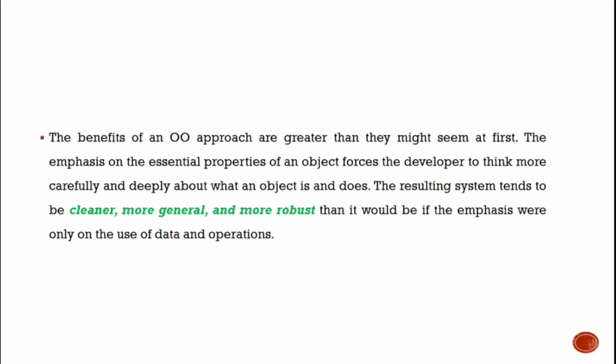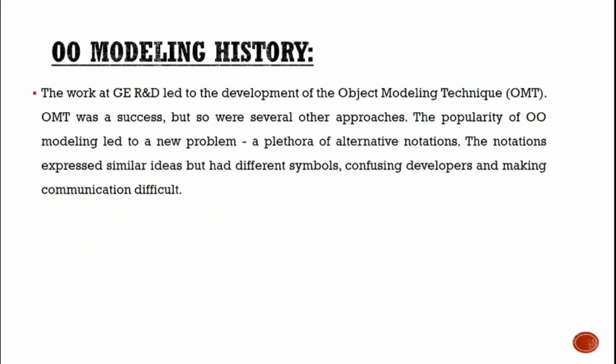The benefits of an object-oriented approach are greater than they might seem at first. The emphasis on the essential properties of an object forces the developer to think more carefully and deeply about what an object is and does. The resulting system tends to be cleaner, more general, and more robust than it would be if the emphasis were only on the uses of data and operations.